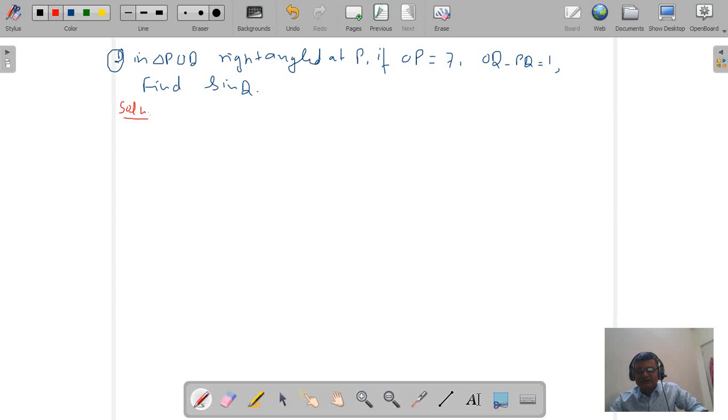So we are again taking a right angle triangle. It is right angled at P, so we are taking P here, and O, and this is going to be Q. So here it is given that OP is 7. Let this be X and this be Y. So in this information, since it is given that OQ minus PQ is equal to 1, OQ means Y, PQ is X, so Y minus X is equal to 1. So Y can be written as X plus 1.